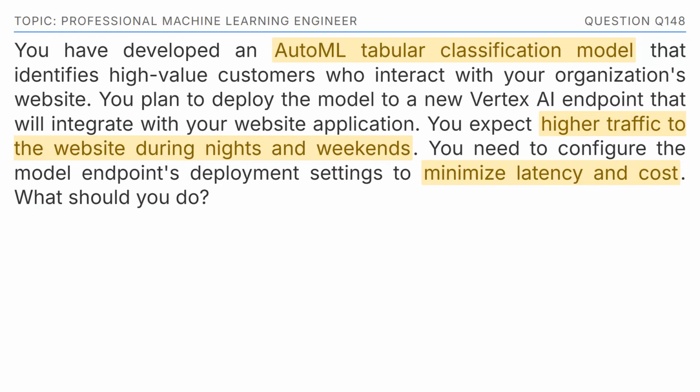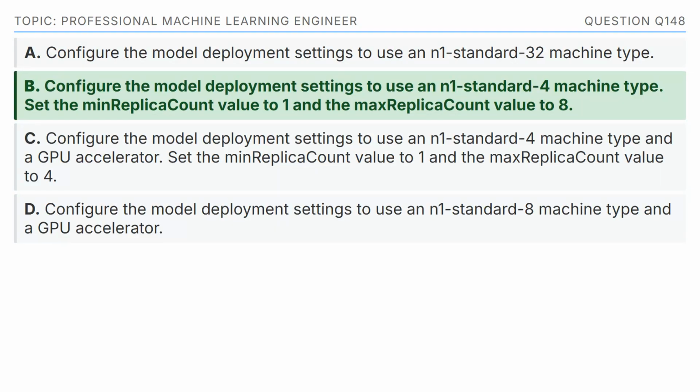To arrive at the correct answer, we focus on the keywords: AutoML tabular classification model, higher traffic to the website during nights and weekends, minimize latency and cost. The correct answer is option B, configure the model deployment settings to use an N1 standard 4 machine type. Set the min replica count value to 1 and the max replica count value to 8.